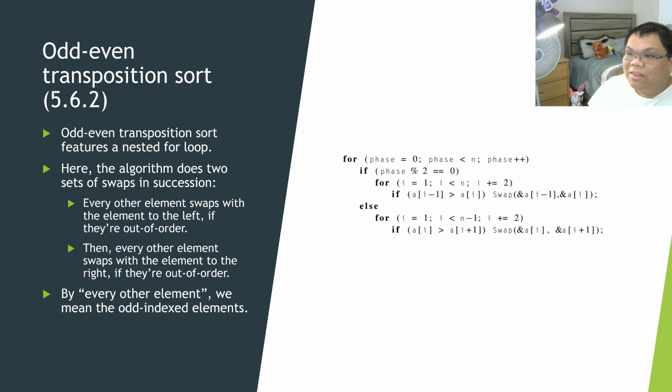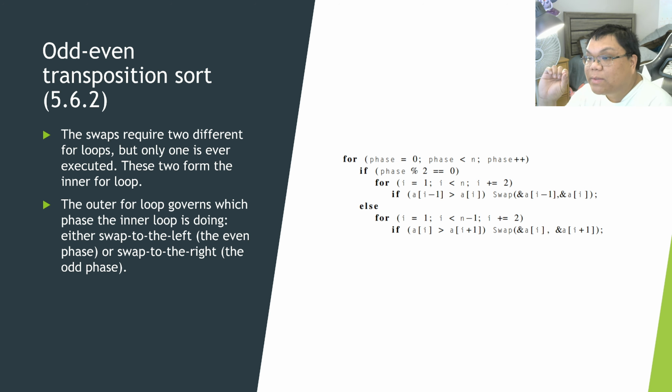There's another sorting algorithm called odd-even transposition sort. This also has nested for loops. So maybe you've never seen this be done before. Maybe I'll just have to share a video of it being visualized. The algorithm does 2 sets of swaps in succession. Every other element swaps with the element to the left if they're out of order. Then every other element swaps with the element to the right if they're out of order. By every other element, we mean the odd index elements.